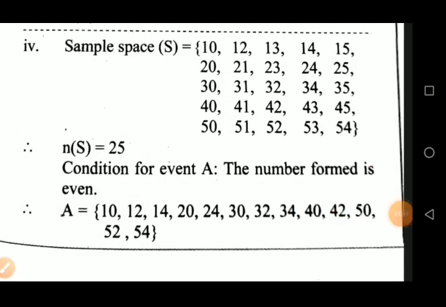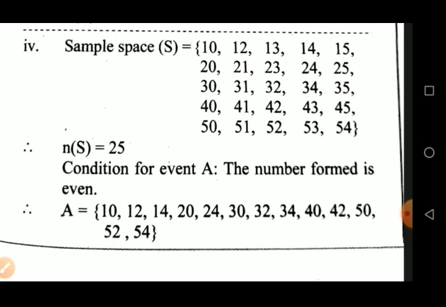The sample space for this random experiment, S is equal to, in curly bracket, 10, 12, 13, 14, 15. Now writing 2 in the tens place and remaining digits in the units place: 20, 21, 23, 24, 25, comma. After that write down 3 in the tens place and remaining digits in the units place: 30, 31, 32, 34, 35, comma.